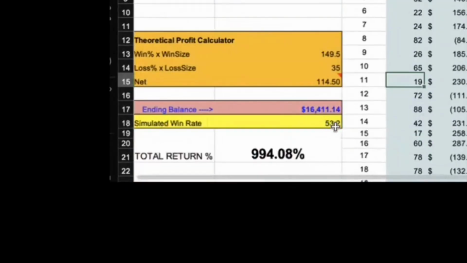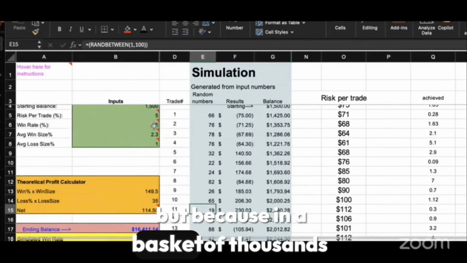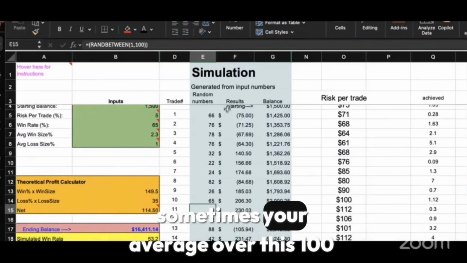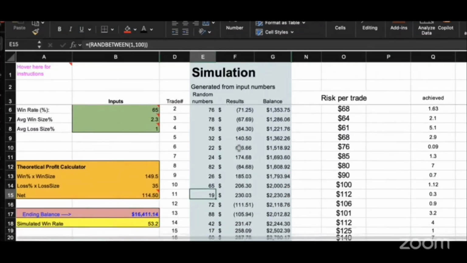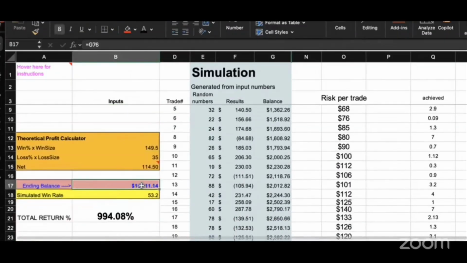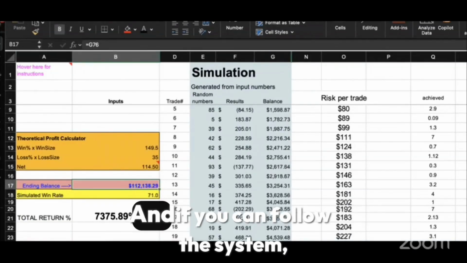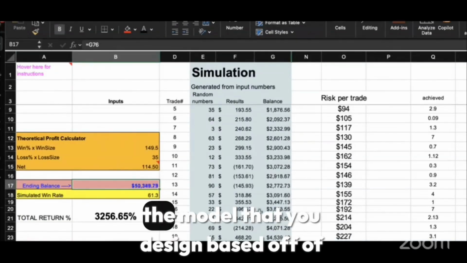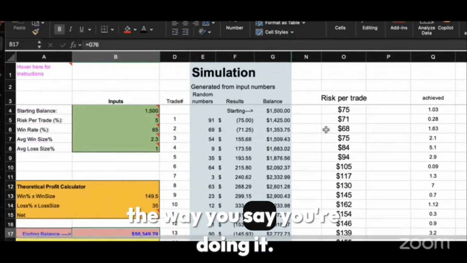This is 50% accuracy, not because this is wrong, but because in a basket of thousands of trades, sometimes your average over this 100 is going to be smaller than your averages in general. So either way, turning 1,500 into 16,000 is not bad, but this is just as possible in 72 trades as the big outcome. It just matters where those wins and losses fall. And if you can follow the system, the model that you design based off of the risk and the reward, the way you say you're doing it.